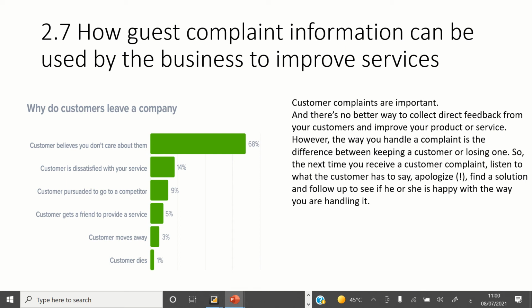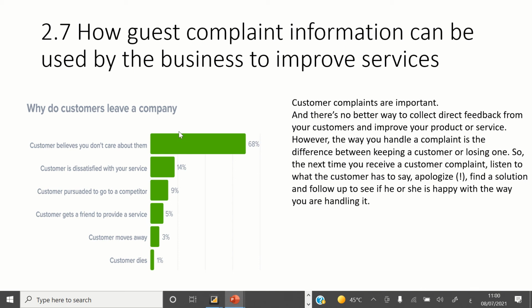The way you handle a complaint is the difference between keeping a customer or losing one, and we always try to have a returning customer. So next time when you receive a customer complaint, you have to listen to him, apologize, find a solution, and make sure he is leaving happy.